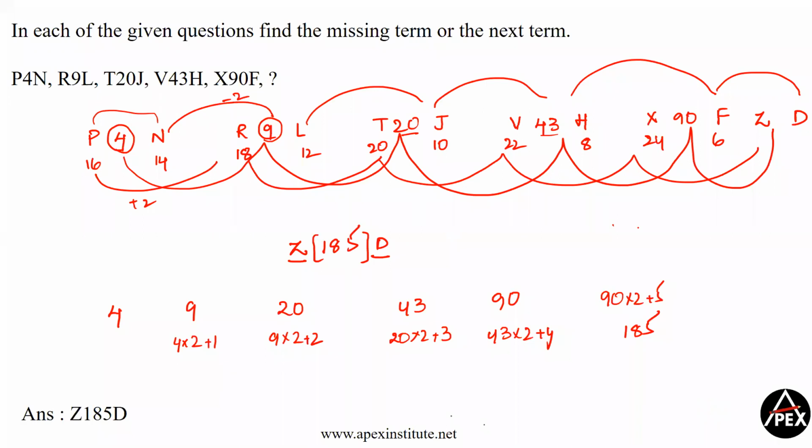Please also consider this. Each letter or each number in a term can form a series. Here we have 3 different series. The first letters of each term form a series, the middle number of each term forms a series, and the last alphabet of each term forms a series. Clear? Any doubts, guys? Quick responses.